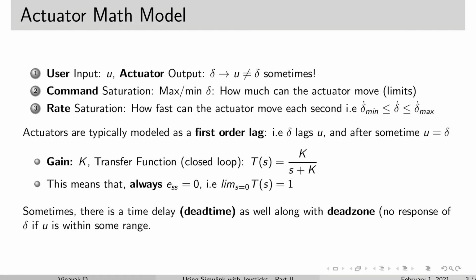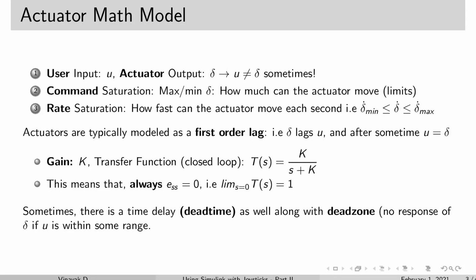You have many mathematical components to it. The first thing you have is a command saturation. That is simply how much the actuator can move, its value. For example, if a robotic arm can move between negative 2 meters and 2 meters in relation to its zero position, then that would be its command saturation, right?